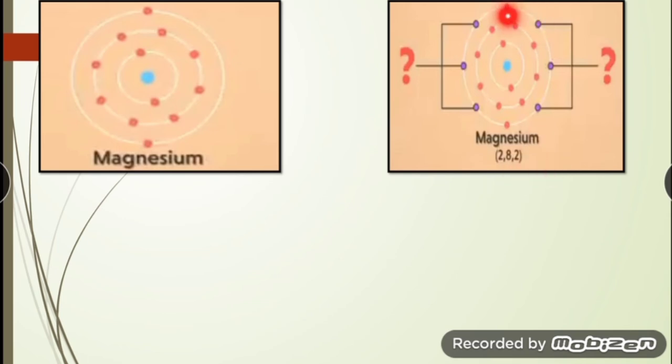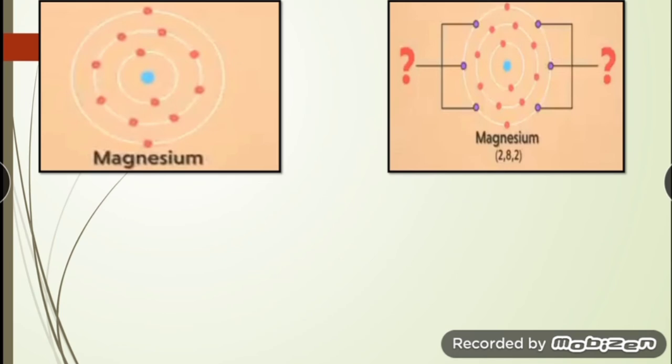It requires 6 electrons. Already it has 2 electrons in the outermost shell. That means it is in an unstable state. It is not in a stable state. But to complete a stable state, how many more electrons are required? 6 more electrons. But it is not possible for any other atom to give away 6 electrons. Is it possible? No, other atoms will not give 6 electrons so easily.